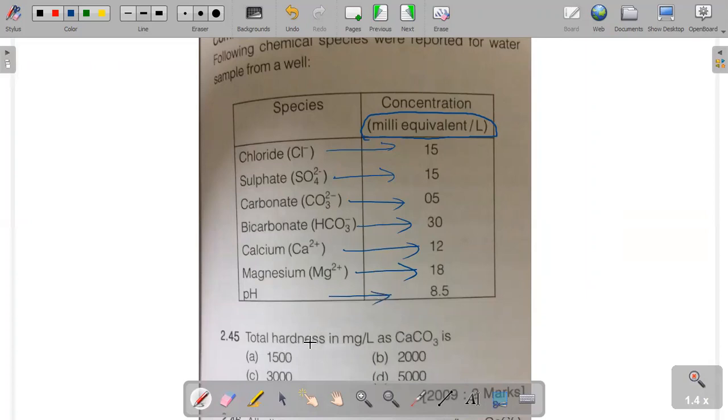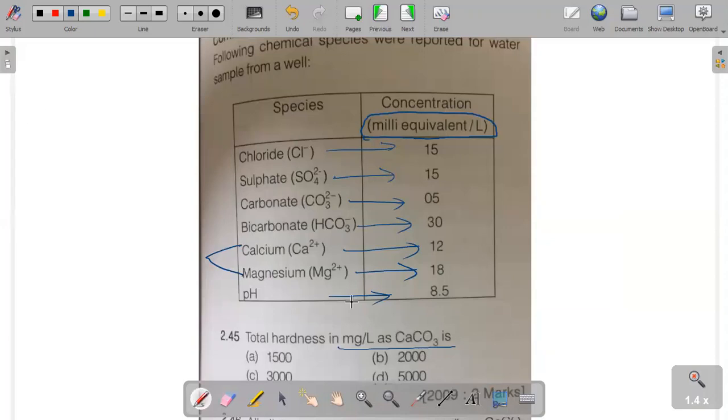Okay, so we need to find total hardness in milligram per liter as CaCO3. If you know that hardness is caused only by these two, calcium and magnesium. So let's say we need to find total hardness in milligram per liter as CaCO3.